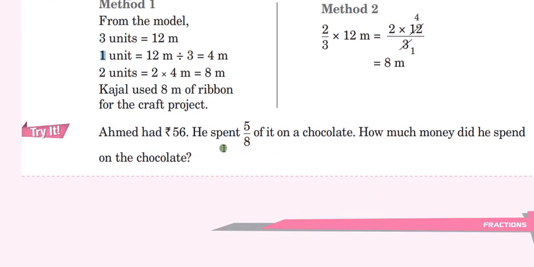Again a try this is there. Ahmed had rupees 56. He spent 5 by 8 on a chocolate. How much money did he spend on the chocolate? So you have to simply multiply here 56 multiplied by 5 by 8. That much amount he has spent for the chocolate.